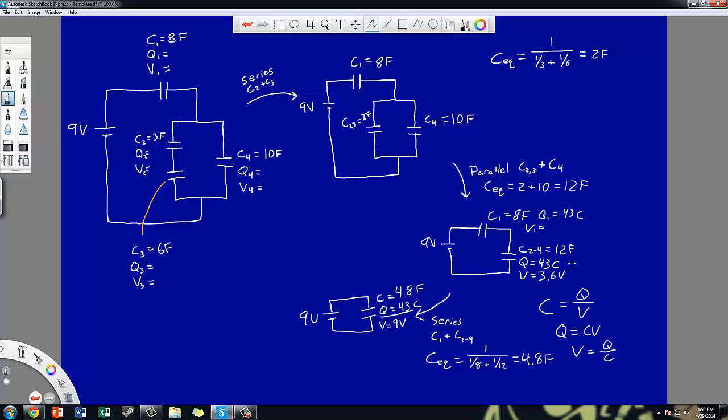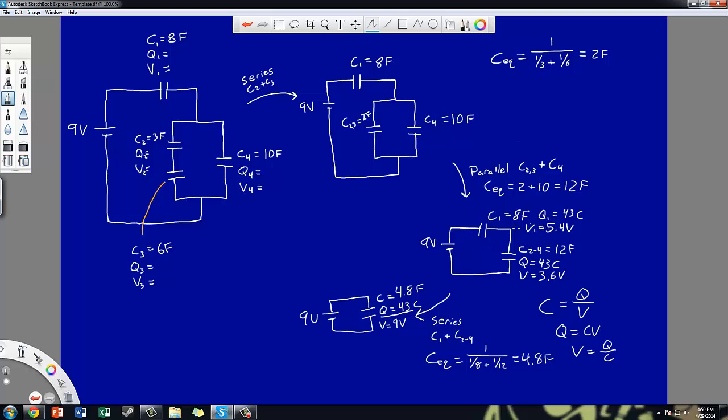And if I take 43 divided by 8, I end up with 5.4 volts. At this point, I can actually start checking my work, because when I do one lap around this circuit, I know that my voltage needs to add up to 9. So I go through this capacitor, 3.6 plus 5.4, and sure enough, that adds up to 9. So I'm pretty sure at this point that we're on the right track.